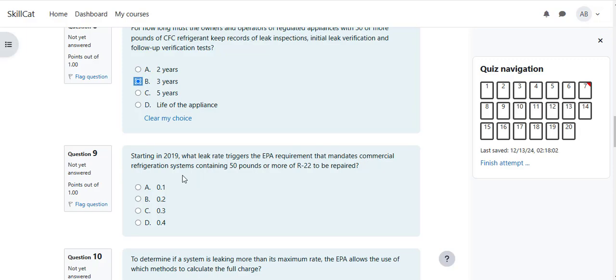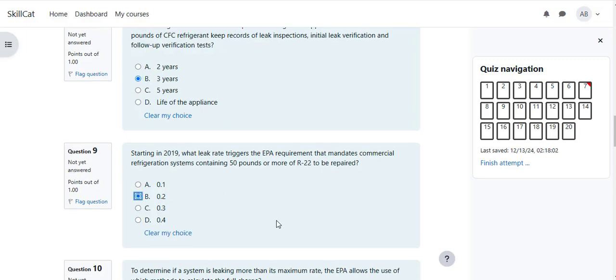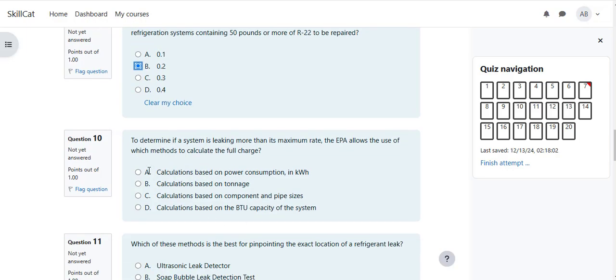Starting in 2019, what leak rate triggers the EPA requirement that mandates commercial refrigeration system containing 50 pounds or more R22 to be repaired? 0.2 or 20%.